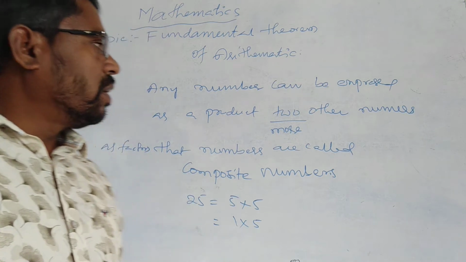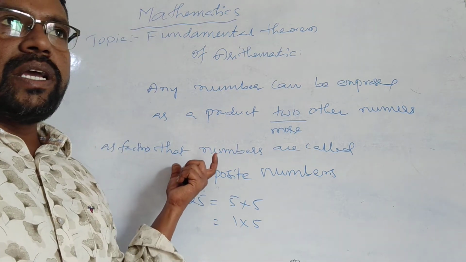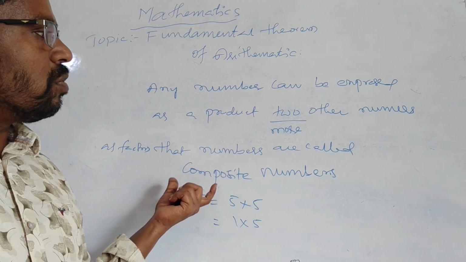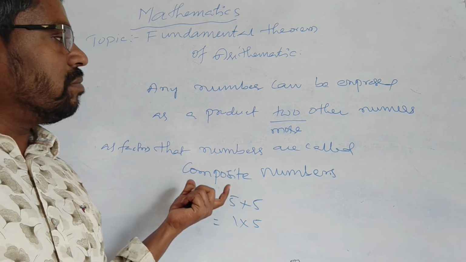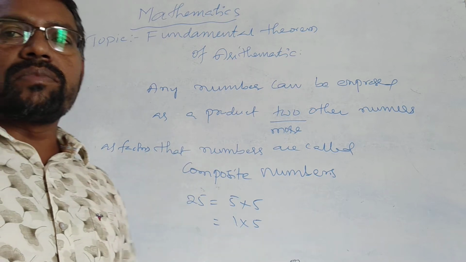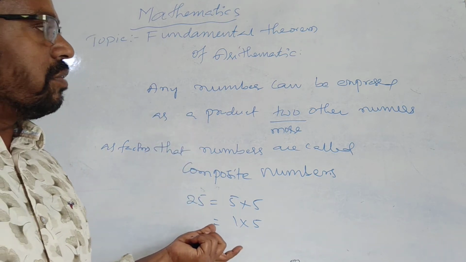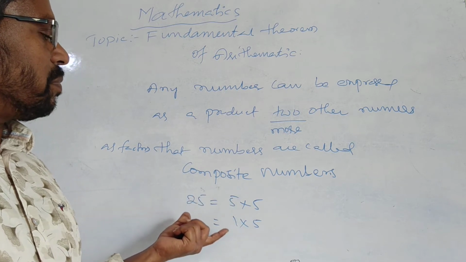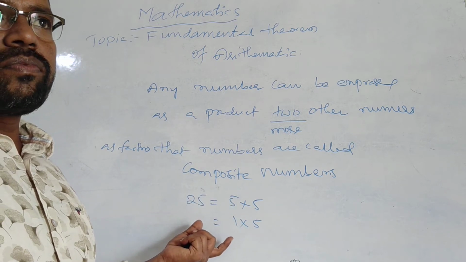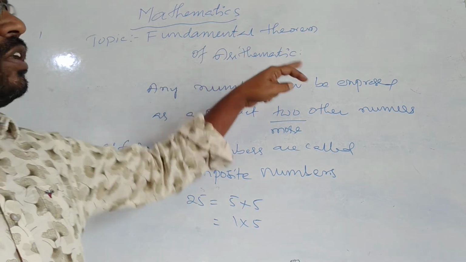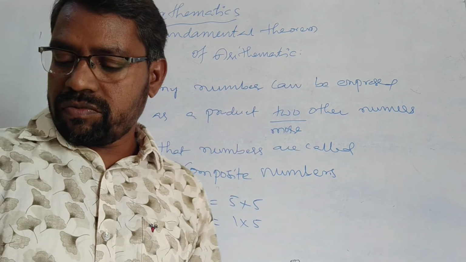Those numbers are called composite numbers. So children, every number that can be expressed in the form of a product of two or more numbers is called a composite number. If any number can be expressed as a product of two or more, then it is nothing but a composite number. The fundamental theorem of arithmetic, what it says, we are going to discuss now.